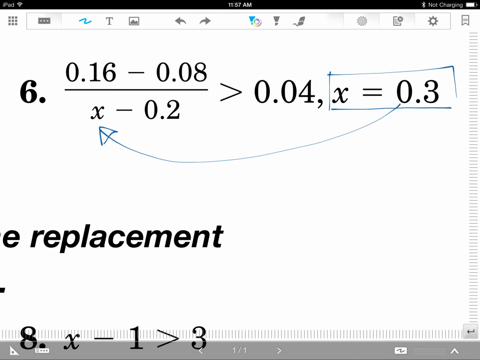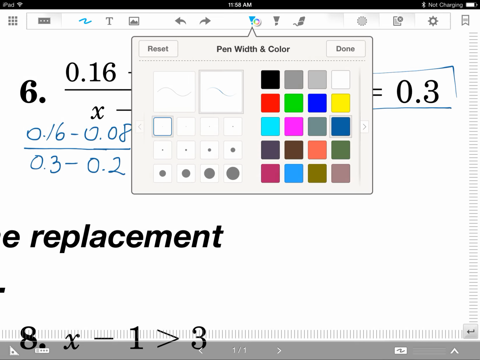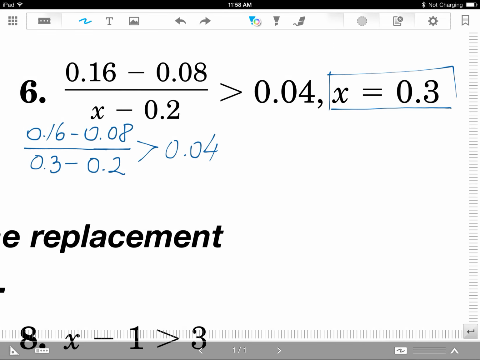Alright, let's do that. Your top doesn't change. 0.16 minus 0.08, that will be your numerator. The bottom one will be 0.3 minus 0.2. Is this greater than 0.04? Well, I don't know yet, but I know how to figure it out, right? So the first thing you have to do here will be to find what is your numerator equal to.